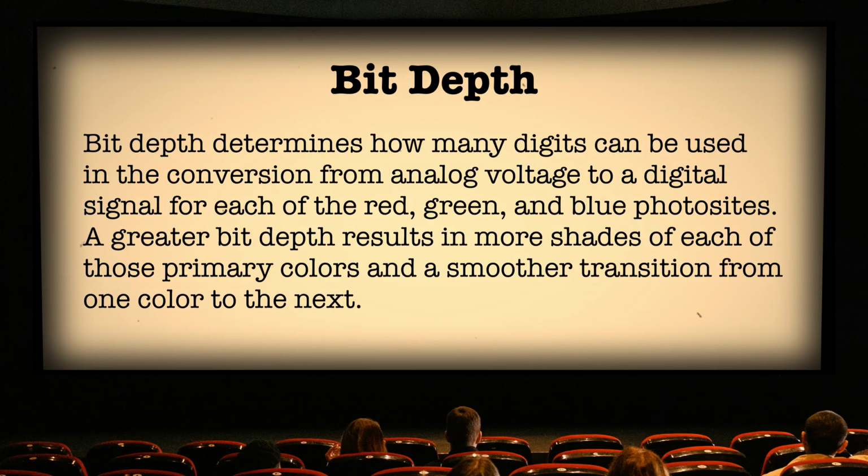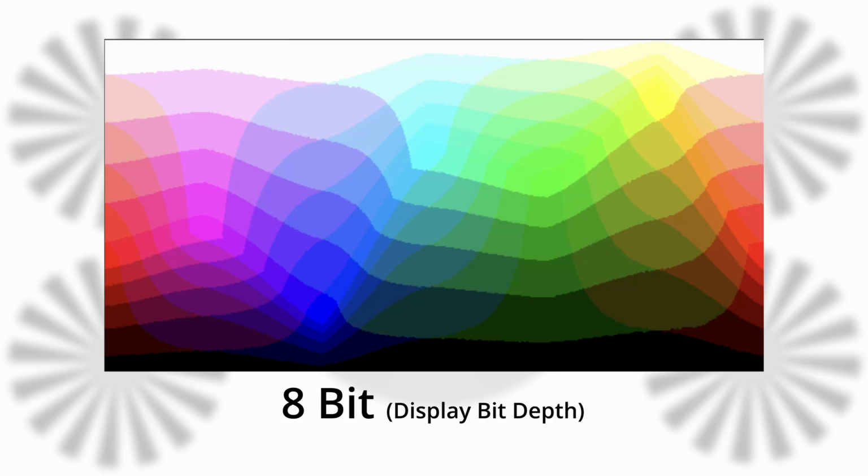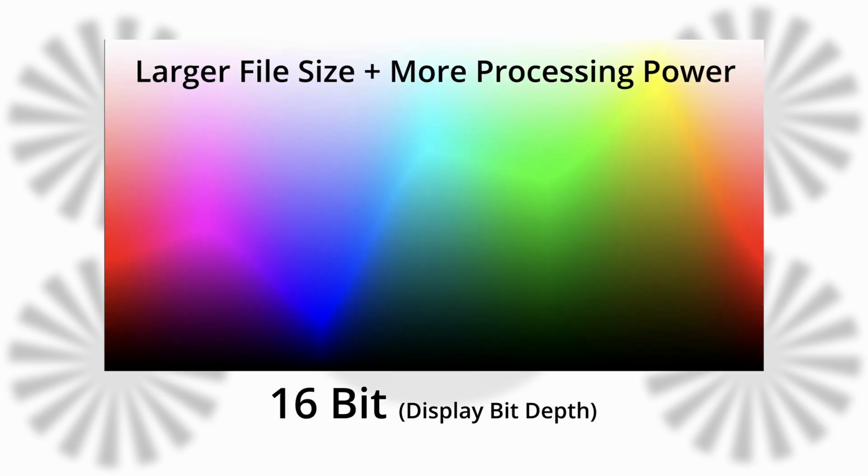This creation of a digital element such as the pixel requires the analog tonal values recorded by the photosites to be digitally encoded, and something called bit depth is vitally important to this process. Bit depth determines how many digits can be used in the conversion from analog voltage to a digital signal for each of the red, green, and blue photosites. A greater bit depth results in more shades of each of those primary colors and a smoother transition from one color to the next. A small bit rate will result in poor quality and visual anomalies such as banding. A high bit rate consumes more data and requires more processing power than a lower one.